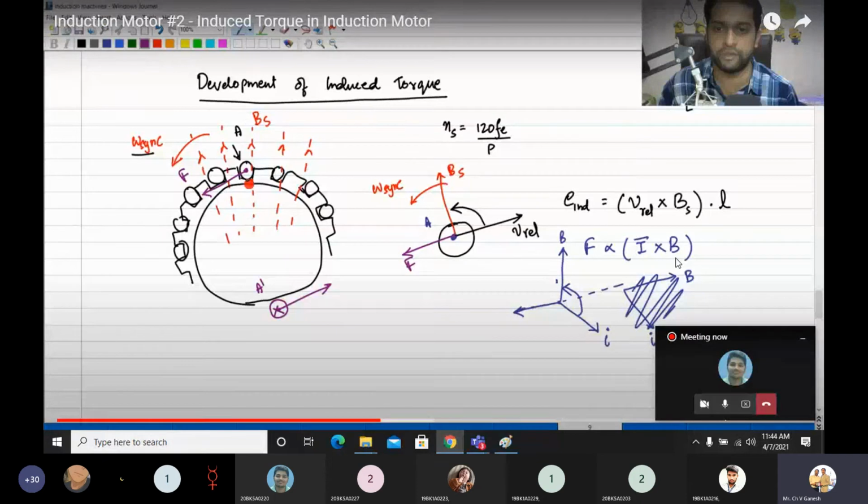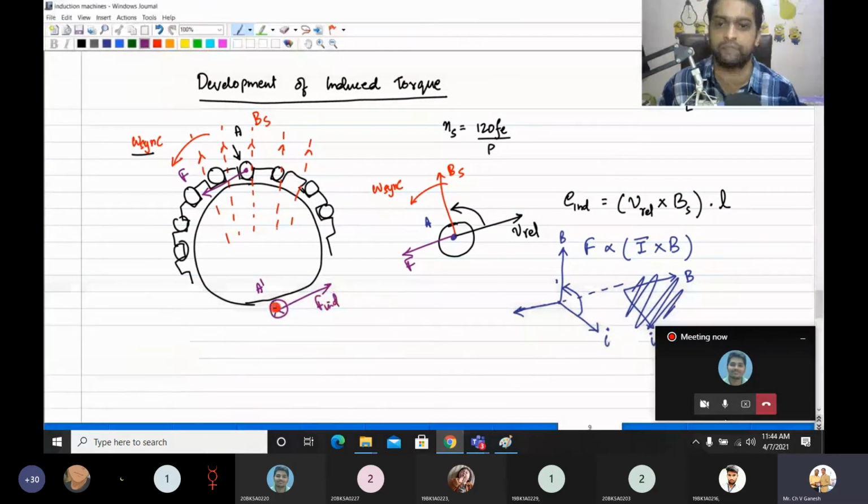Okay, if this conductor has a force in this direction, then it will automatically have rotational motion. Torque. The current direction has changed, right? And the field direction is the same. So this has an induced force in this direction. So what will happen? A torque is developed and the motor, or the rotor, starts to rotate.